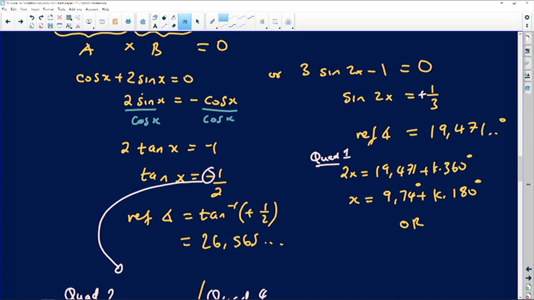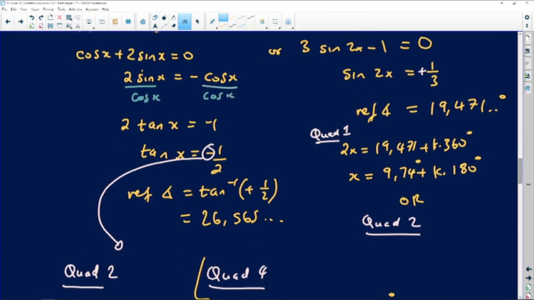Where's our second answer going to come from? After quadrant 1, we're going to check what's going on in quadrant 2. In quadrant 2, you have to say 180 minus to get the answer, just like we did with the tangent. So your angle will be 180 minus, not x, but 2x. Remember, we were working with 2x here. That angle is what makes it to the calculations of quadrants.